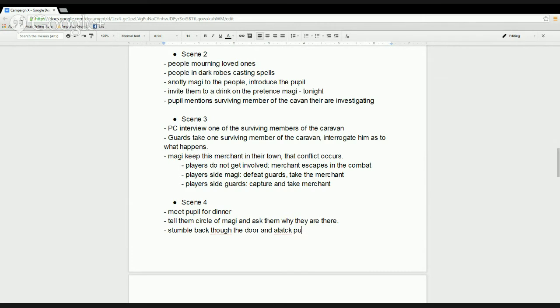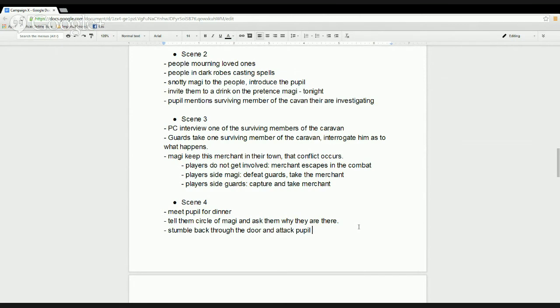So it's not going to end on a cliffhanger where the zombie just walks in and everybody's freaking out? Oh, no. Our cliffhanger is all the stuff that we've established beyond this. We want to give them resolution. No, they're going to come through the door. They're going to attack the pupil.